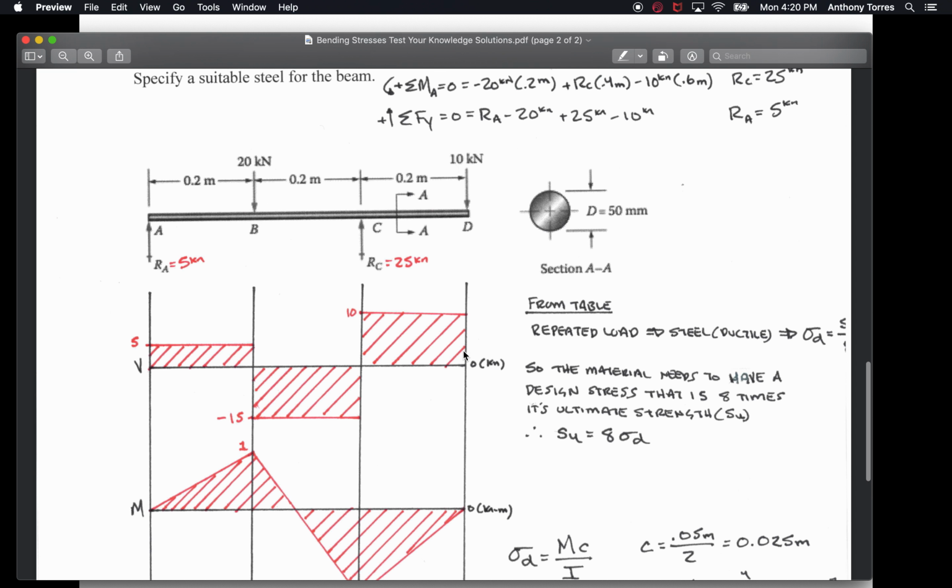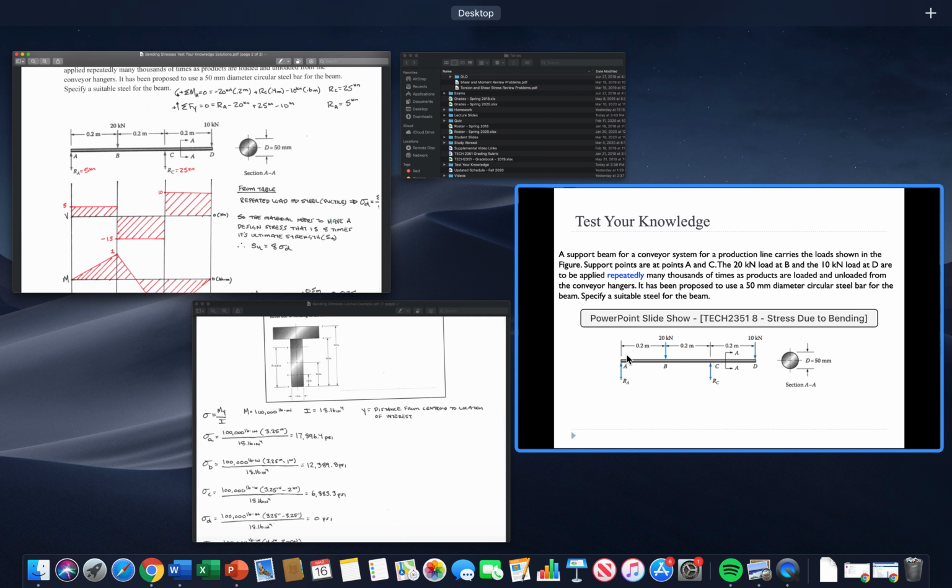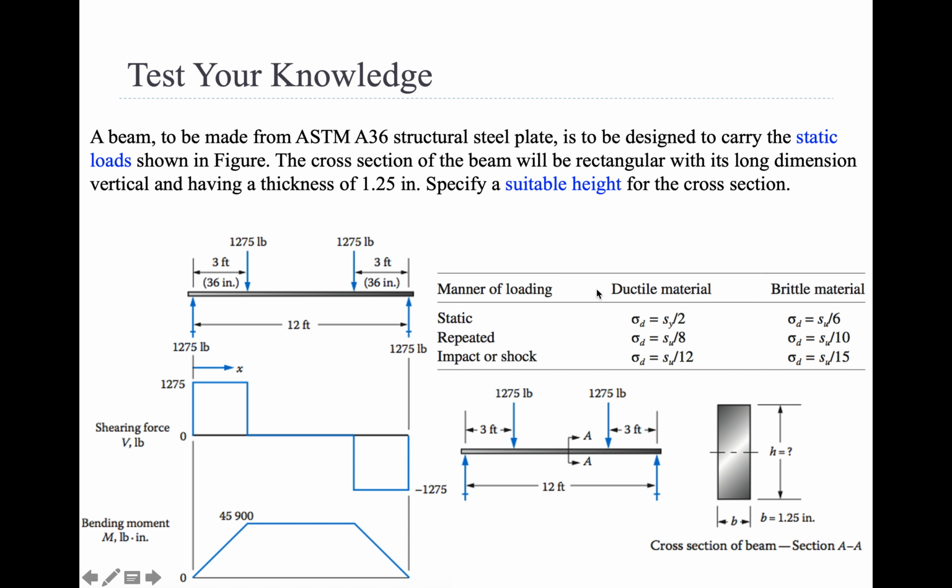Okay, now with that obtained, we start doing some math here. So from the table, what table? I'm referring to this one again. Okay, the manner of loading based off the ductile material. We know that we're doing a repeated loading, and we're trying to figure out a steel, so that would be sigma D equals 1/8 of the ultimate stress. Say 1/8 of the ultimate stress.